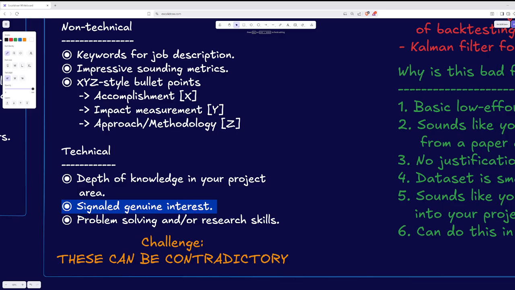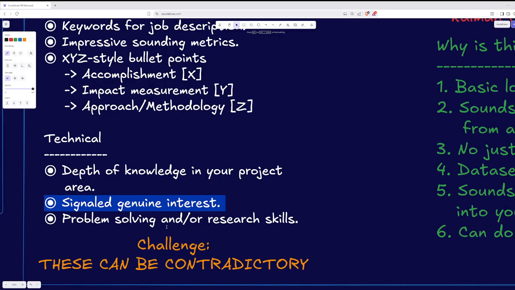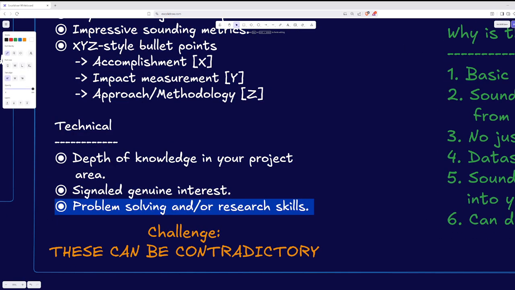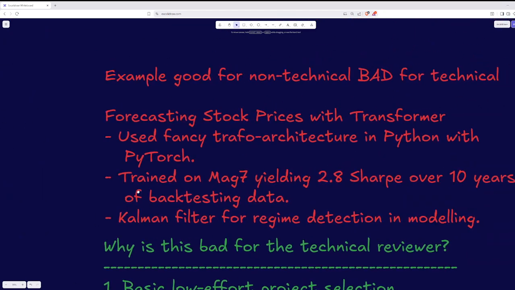So really think deeply about the project that you get into. And of course, it has to have the technical skills in there. So it should signal that your technical skills are up to par. And again, the challenge here is that appealing to these two groups can be contradictory. So I have an example here.